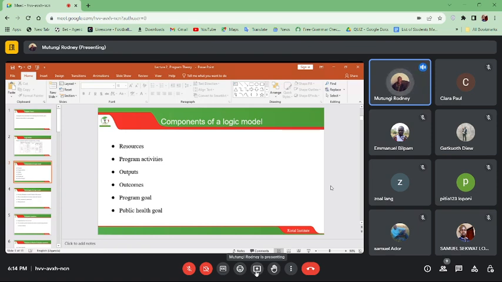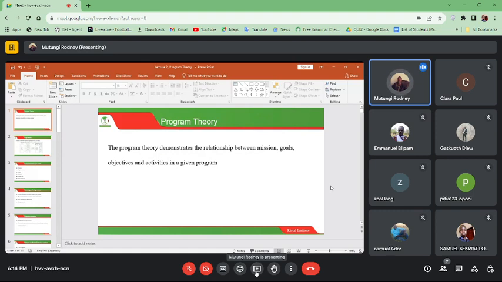Then the program goal in that case can be, after that health education talk and people have changed behavior, then we expect improved nutrition status. Nutrition status improving in the public health goal, which is now the biggest thing, we will have better health in the population. So basically, those are the components of this logic model, and it is basically to show us the relationship between the mission, the goals, the objectives, activities in a given program.